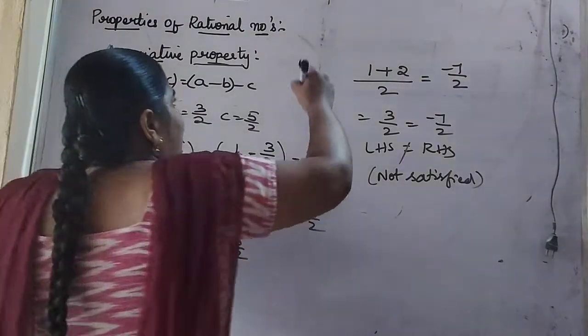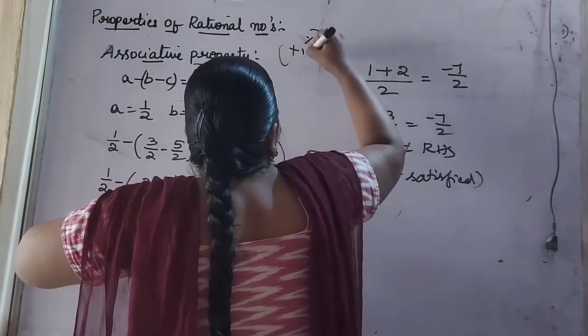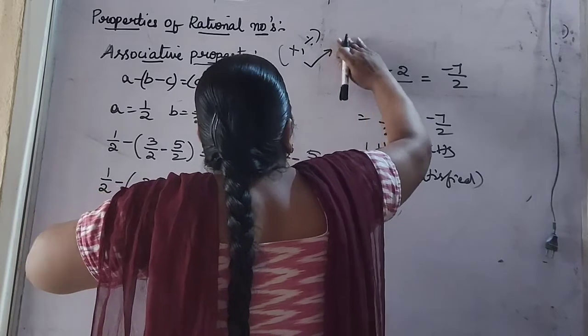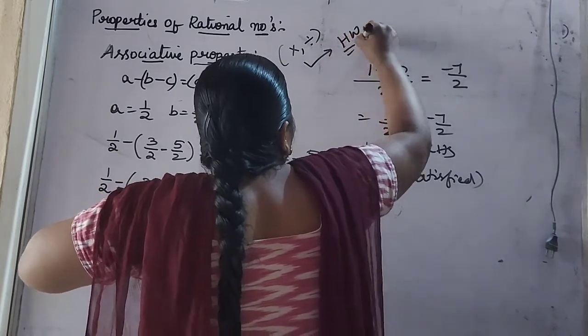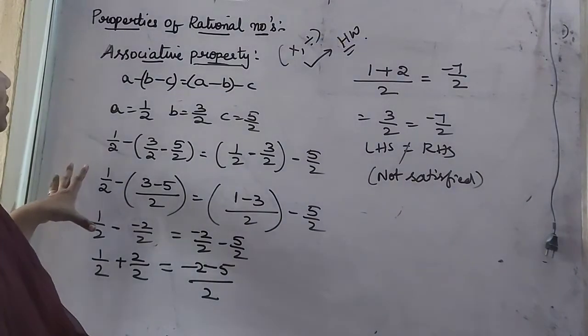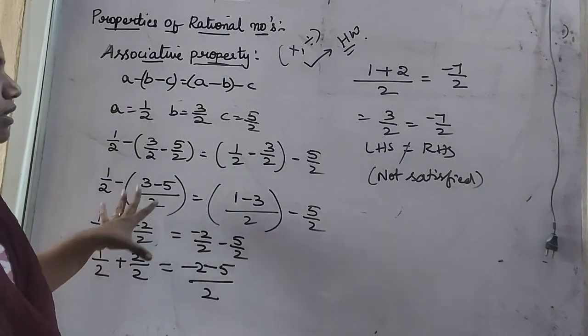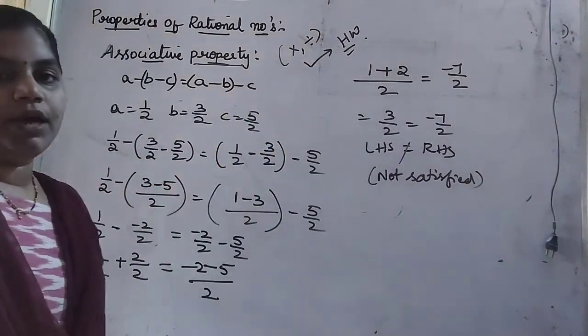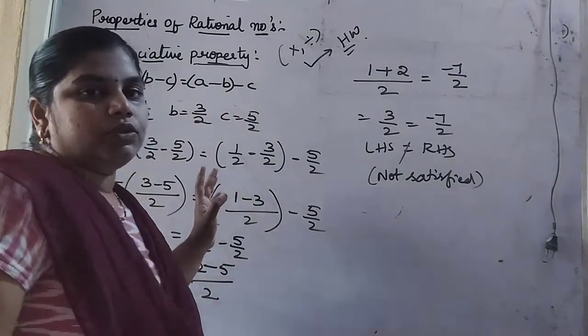So remaining operations, that is multiplication and division, you try it as homework, and whether they are satisfied or not you have to tell me. So this is about associative property. This multiplication and division you try by yourself as homework.